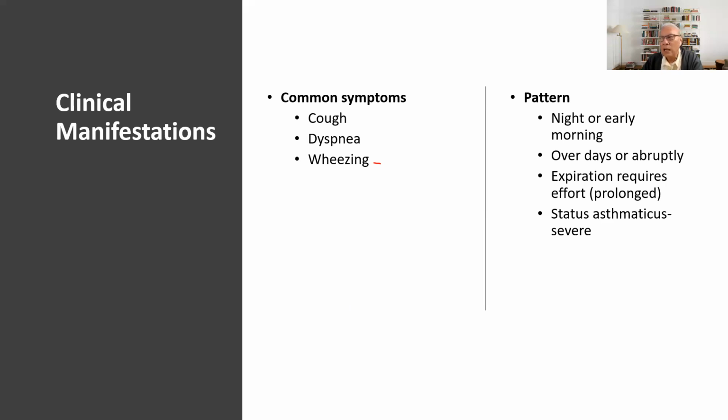So in addition to all these, expiration requires a lot of effort and it becomes prolonged. And as it progresses, cyanosis might occur because of hypoxia. So the other signs and symptoms that might accompany an attack might include diaphoresis, of course, tachycardia, and sometimes a widened pulse pressure may also occur.